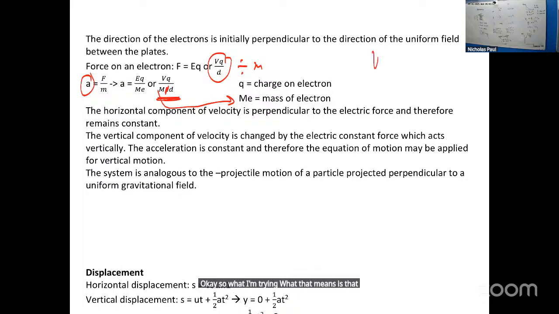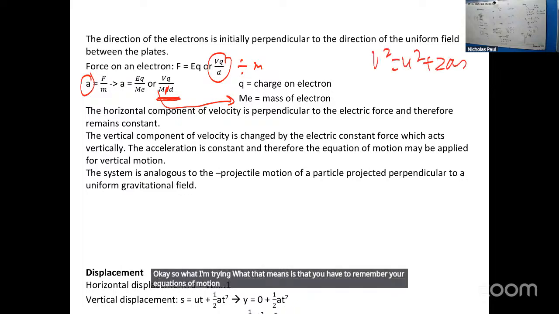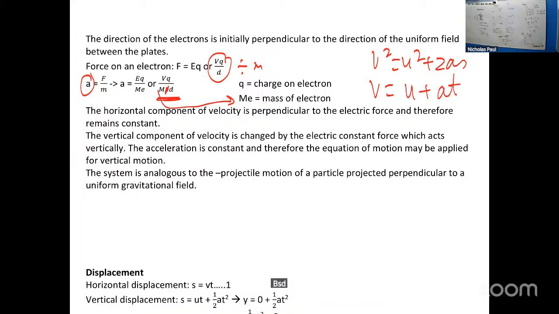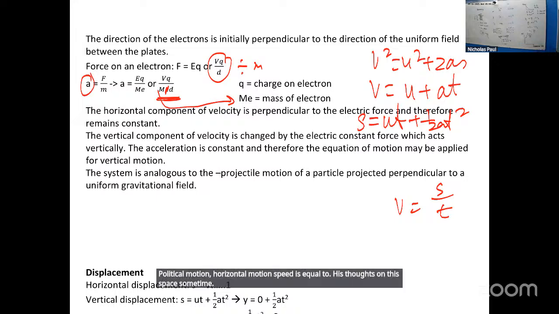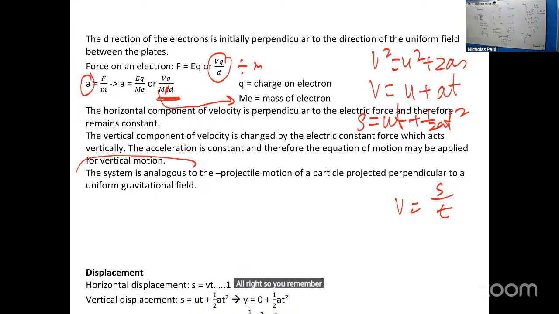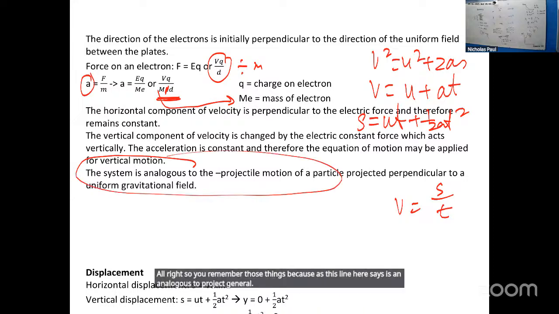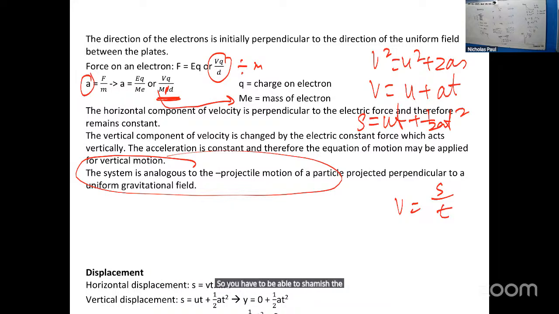So what that means is that you have to remember your equations of motion. You have to remember all of these: v squared is u squared plus 2as, v is equal to u plus at, and s is equal to ut plus a half at squared. All of those are for vertical motion. For horizontal motion, speed is equal to displacement over time. You need to remember those things because, as this little line says, it is analogous to projectile motion.